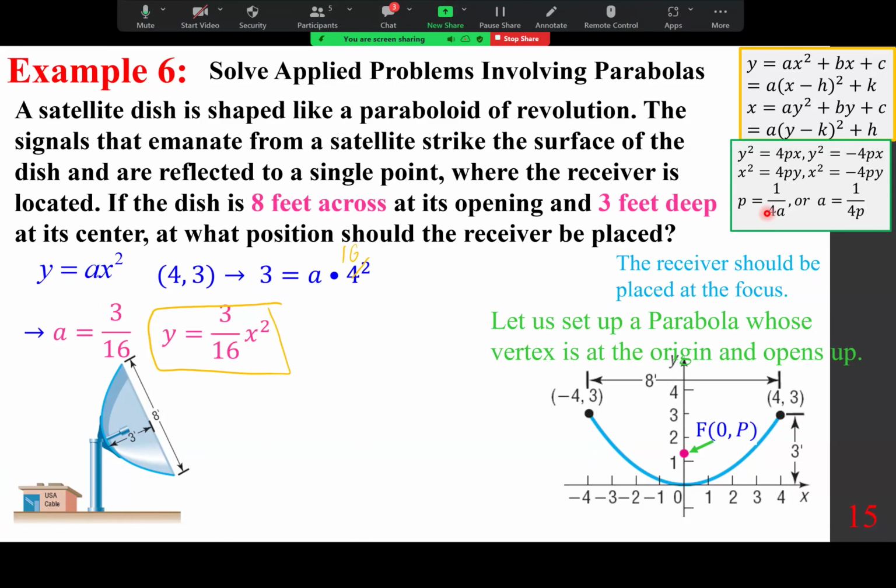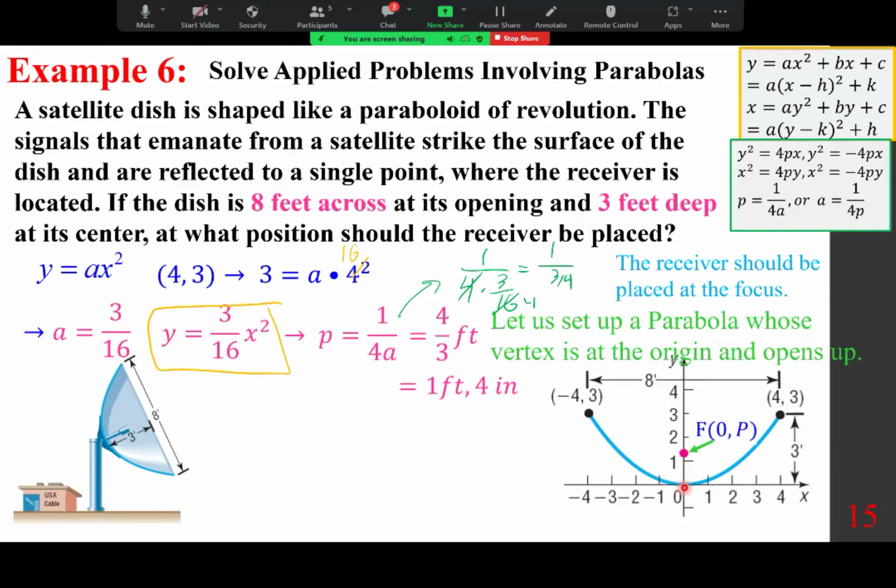We know P is 1 over 4a. So P is 1 over 4a, which makes it 4/3. And 4/3 of a foot, or 1 foot 4 inches. So that means we are going to put it here.